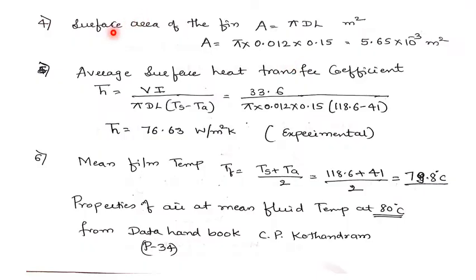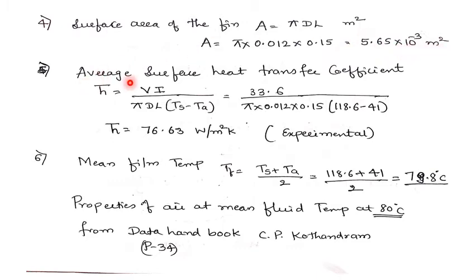So next we'll calculate the surface area of the fin, that is A is equal to pi into D into L. It is in meter square, where A is equal to pi. The diameter of that circular fin is 12 mm. We have converted it into meters here. The length of the fin is 150 mm. We have converted it into meters. So the area is 5.65 into 10 to the power minus 3 meter square.